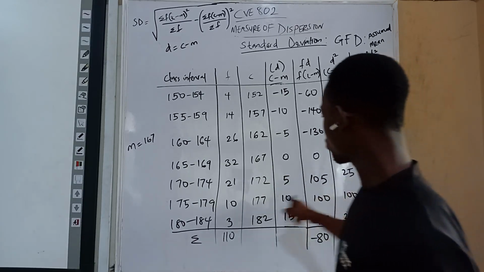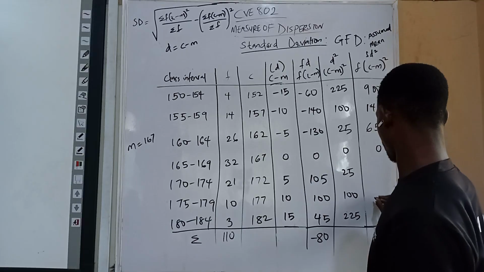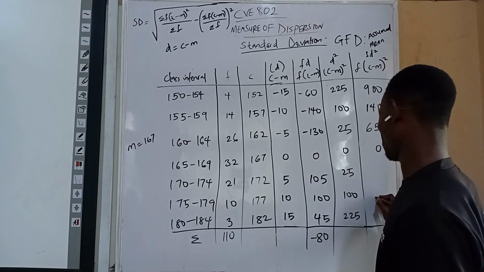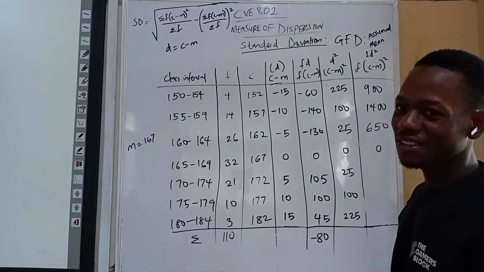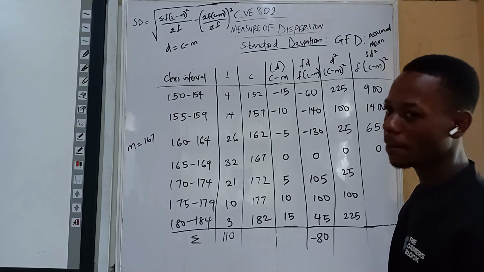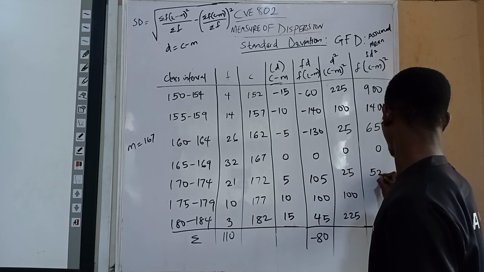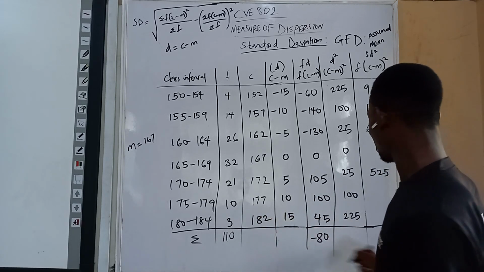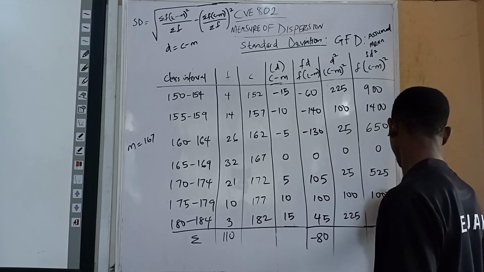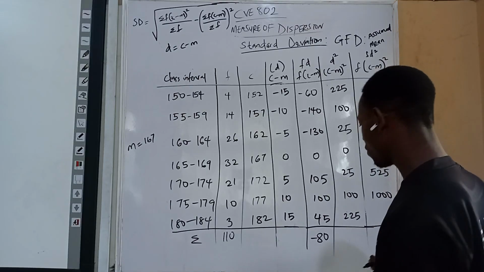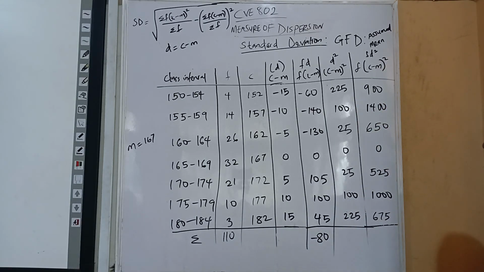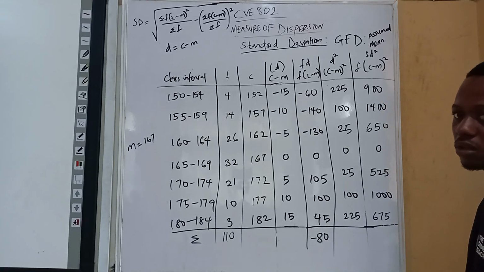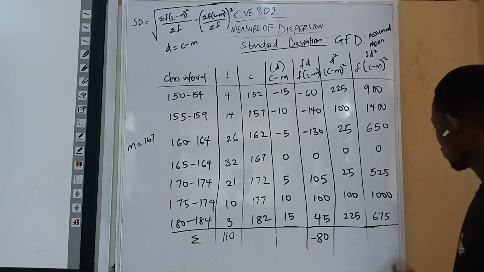Then 25 times 21, that's 525. Then 100 times 10, 1,000. Then 3 times 225. Okay. So going back, we need to add all of these together. The addition of everything is 5150.